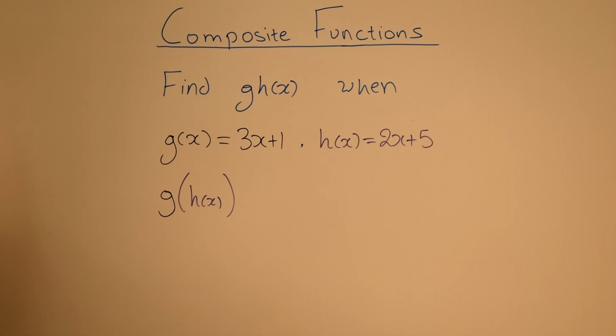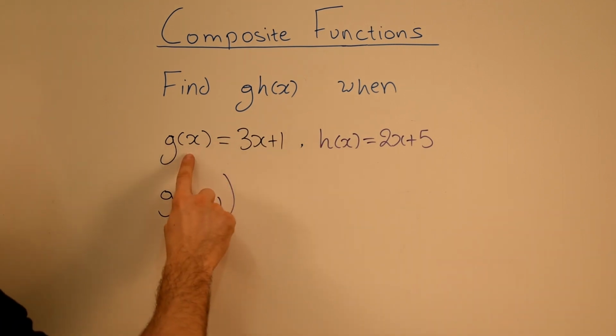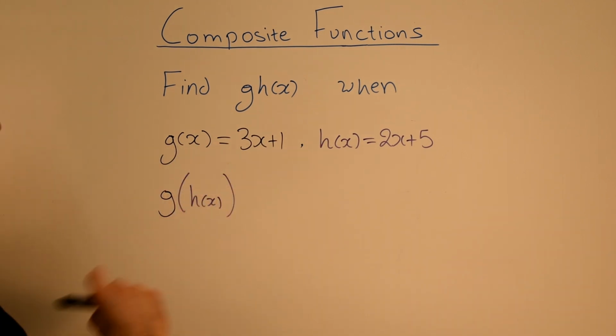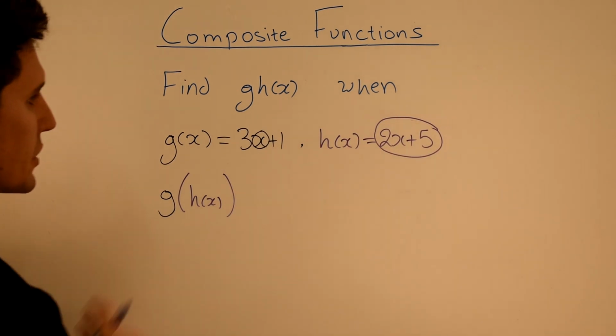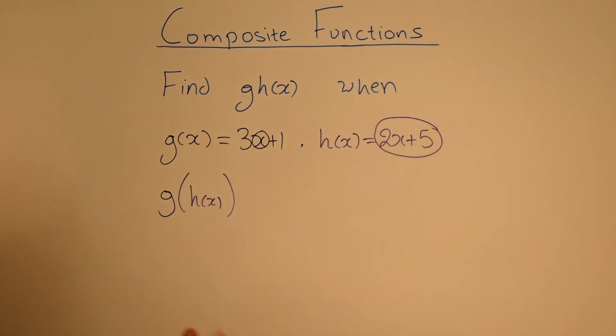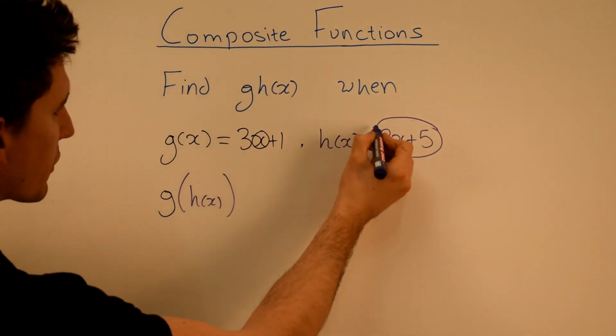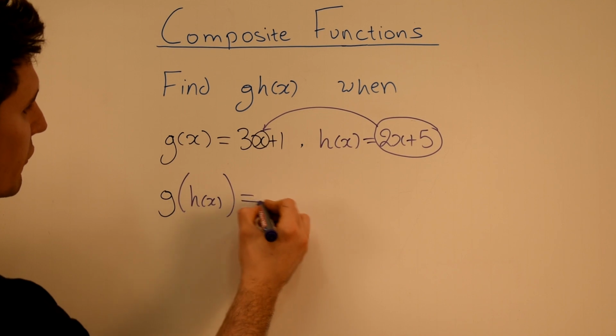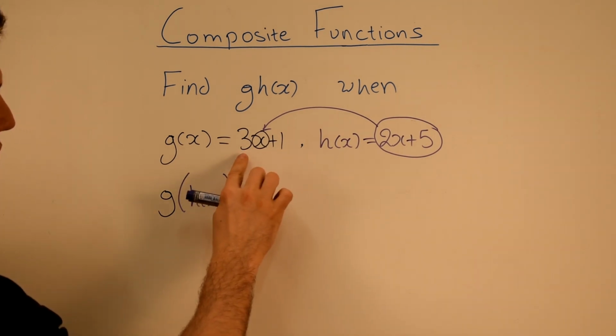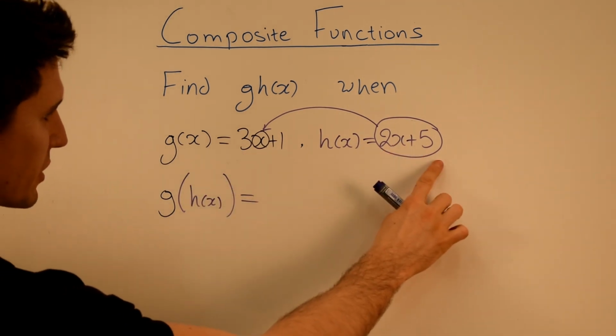Well, to find gh of x, we will go to the formula for g of x and we will replace the x with whatever we get from the expression for h of x, which is 2x plus 5. So we will simply replace this x with 2x plus 5. Now let's see how we write that down. So instead of 3 times x, we will have 3 times 2x plus 5.